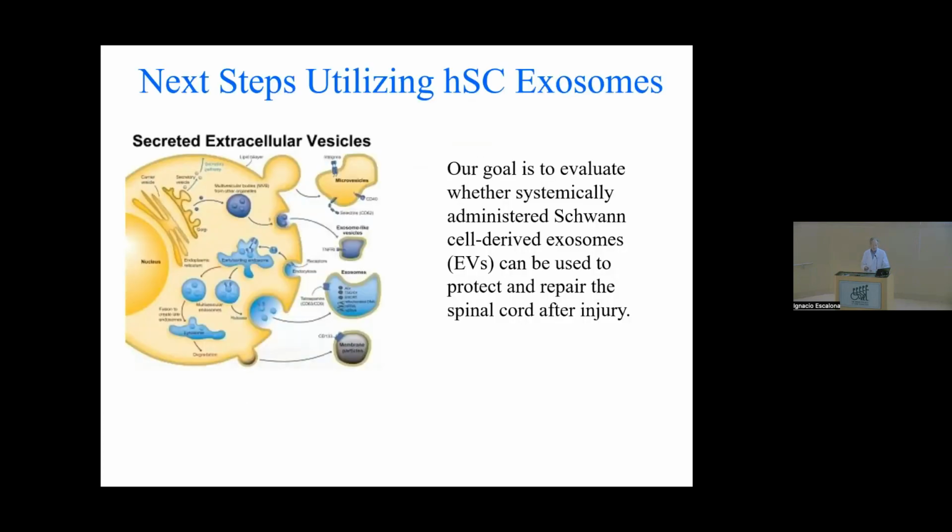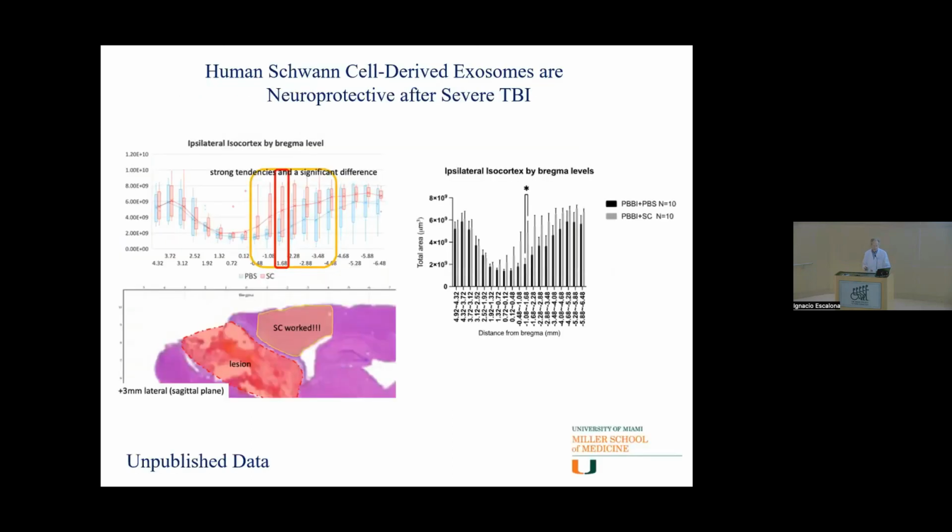As I said, our next steps are taking exosomes from the human Schwann cells, or exosomes from the mesenchymal stem cells, or exosomes from neuroprogenitor cells, and seeing if we can inject these systemically and actually provide protection and repair. And this is the data. This is the NIH grant I just submitted. Plus, I submitted to the DoD. And it's showing a real severe model of traumatic brain injury.